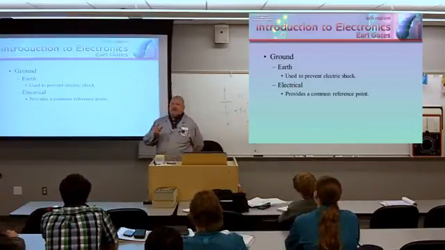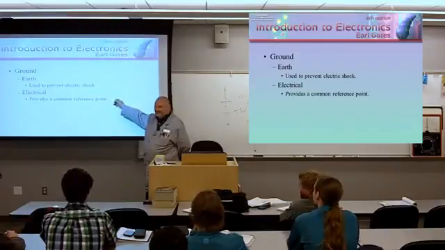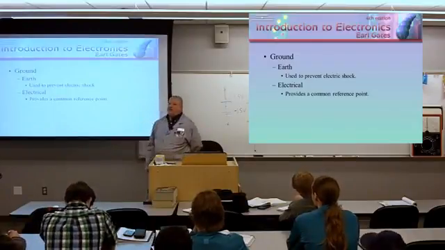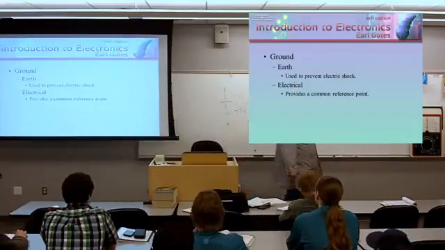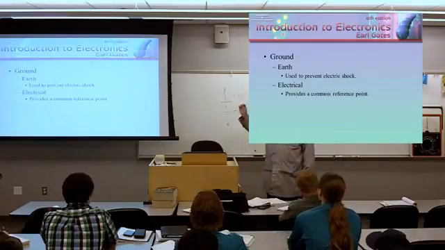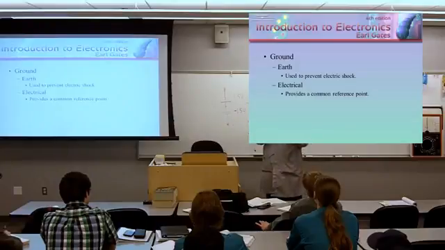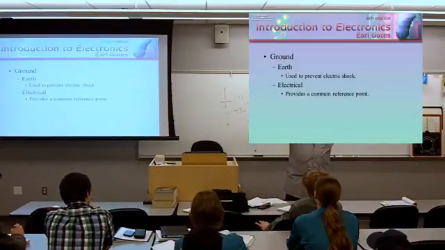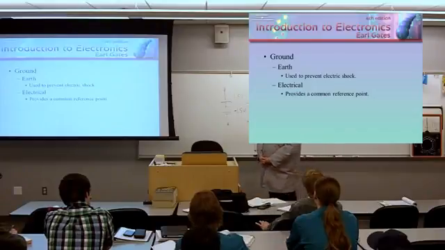Anyway, the other type of electrical ground is electrical ground, and this provides a common reference point. We use this electrical ground because a 747 taking off would look stupid with a big spool of wire trailing behind it. It just wouldn't look right. So for pure aesthetic purposes, we can't do this. So we use what's called electrical ground.